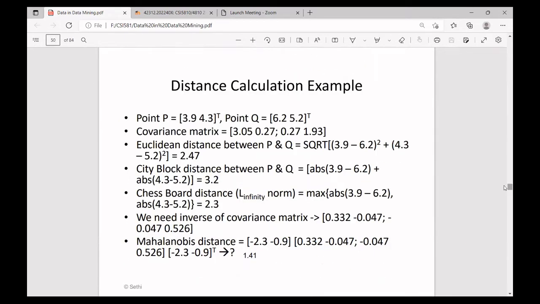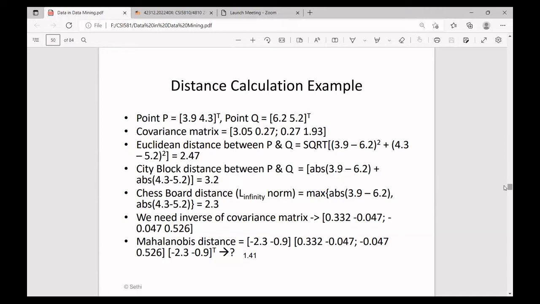So let's look at another example here. In this case, we have 2 points P and Q. The values are 3.9, 4.3 for the point P, and 6.2, 5.2 for the point Q. And we are given a covariance matrix. In this case, the covariance matrix is not a diagonal matrix. The elements of the covariance matrix are 3.05, 0.27, 0.27, and 1.93. Remember, the non-diagonal elements in the covariance matrix show symmetry. That's why you have 0.27 in both places.